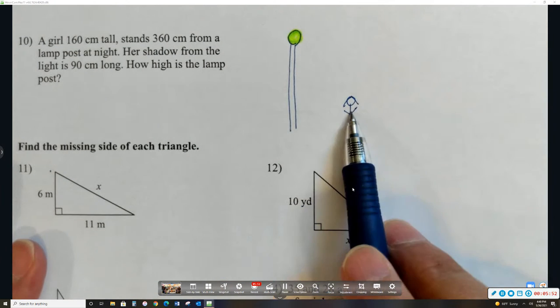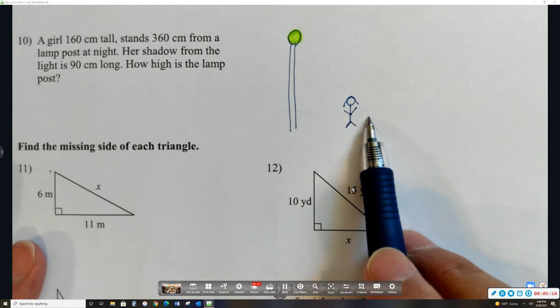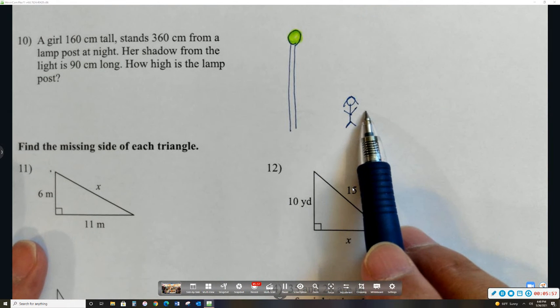See how she's different than the boy? Well, boys have long hair too, though.